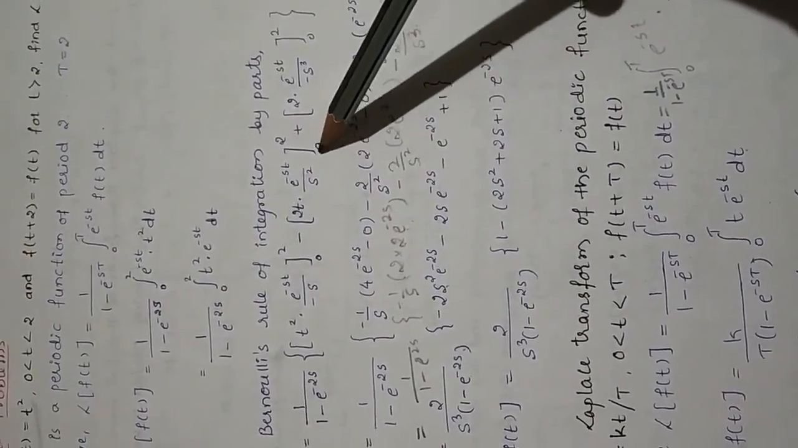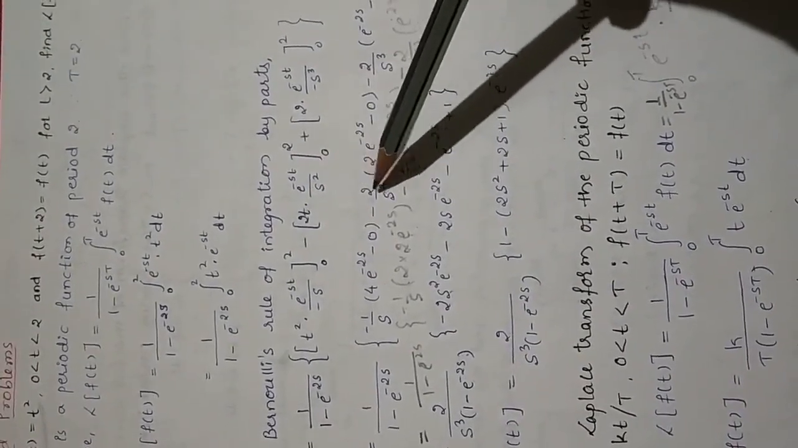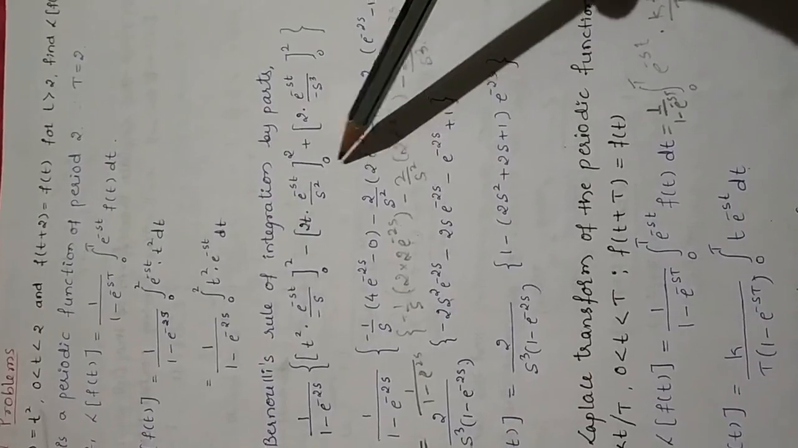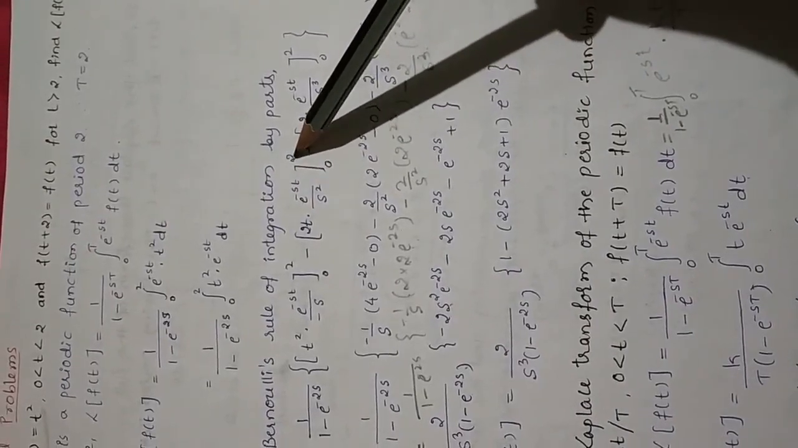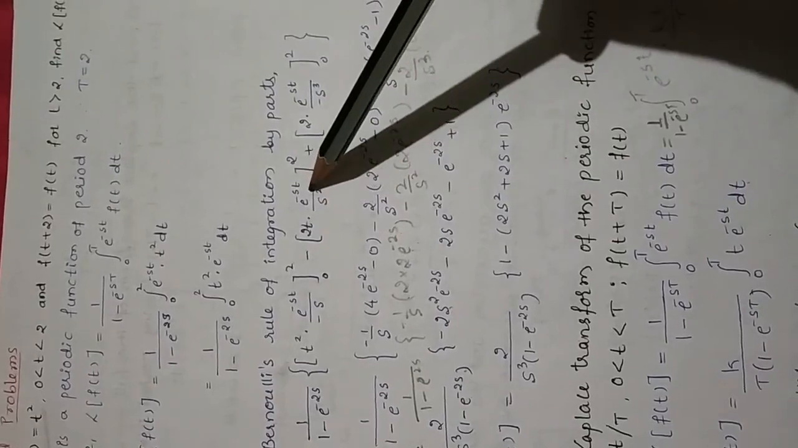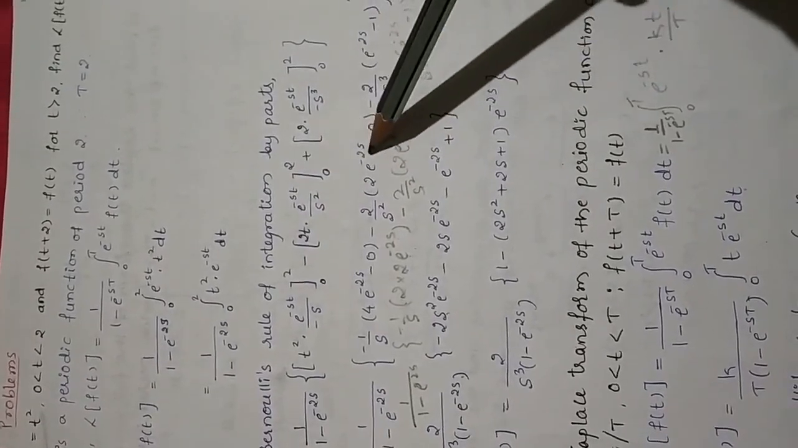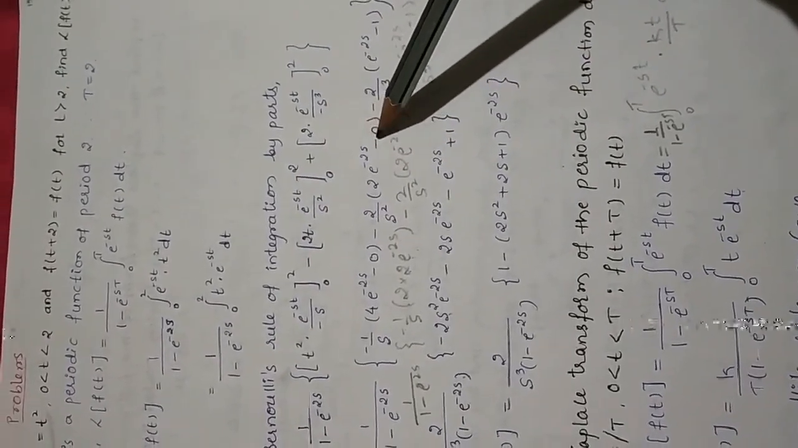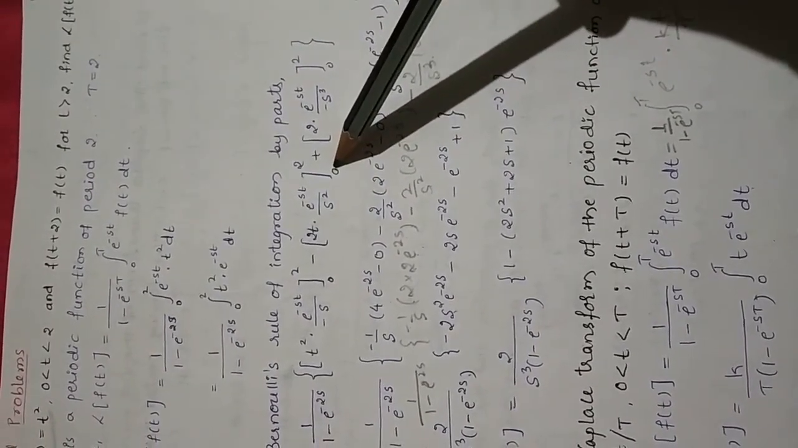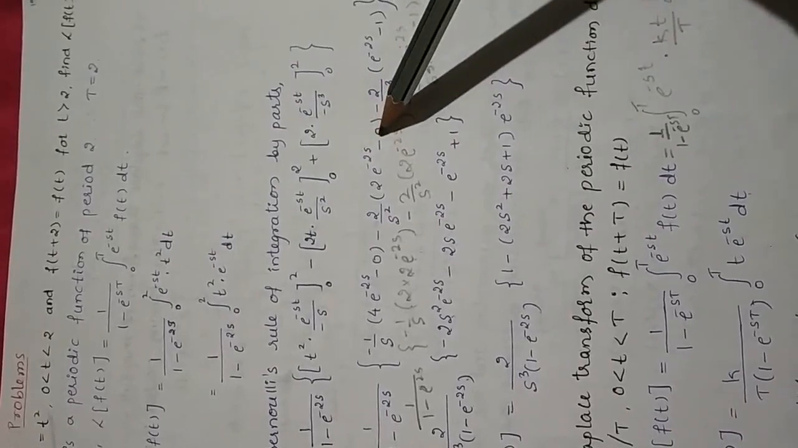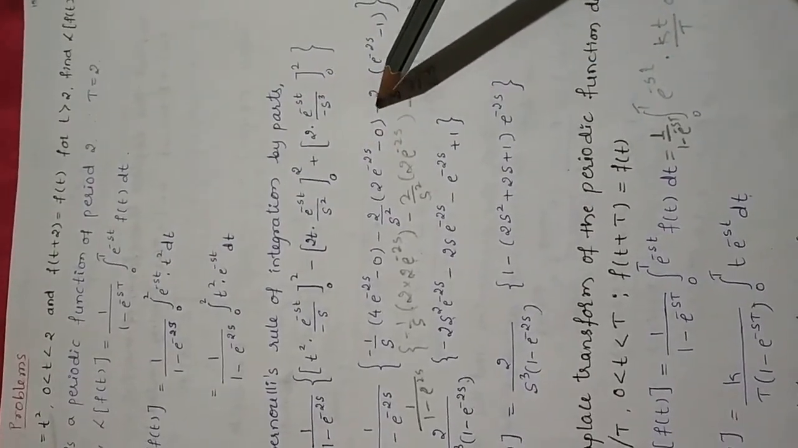Next, go for the second term. 2 by s square is just taken outside. The remaining term is t into e raised to minus st, applying the upper limit and lower limit 0. Here t equals 2 into e raised to minus 2s, minus, here again t is there. Substituting t equals 0, we obtain that the term is 0 only.